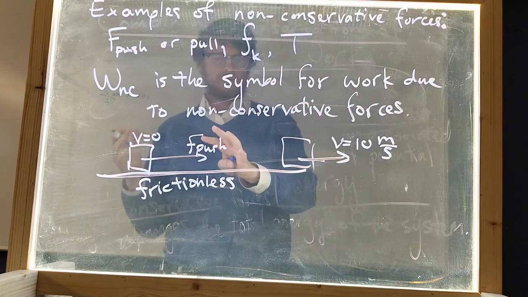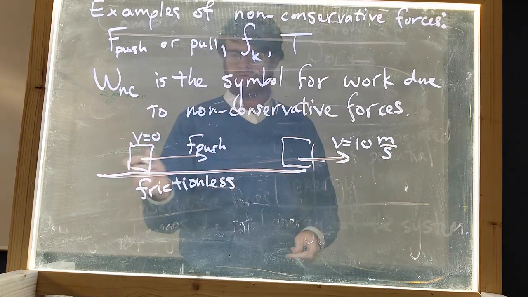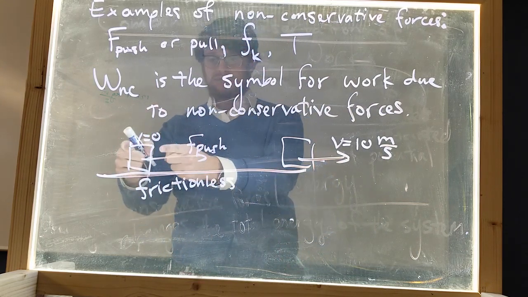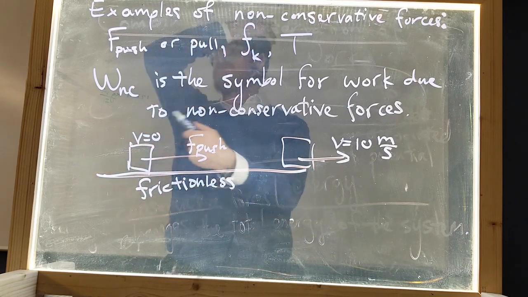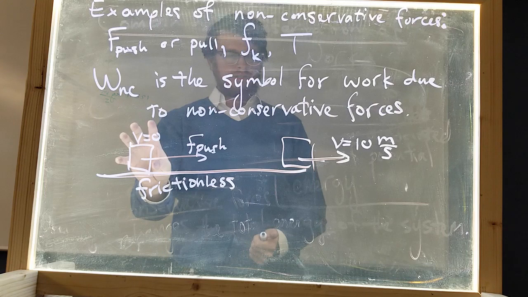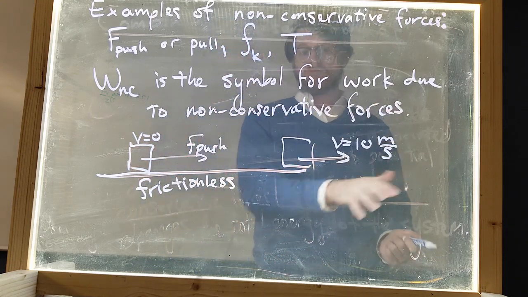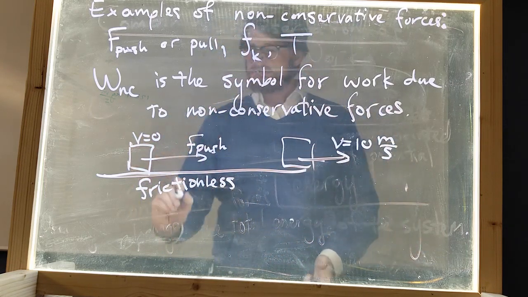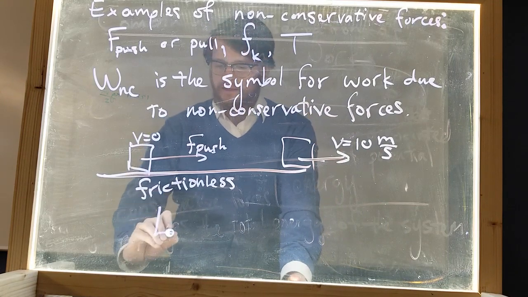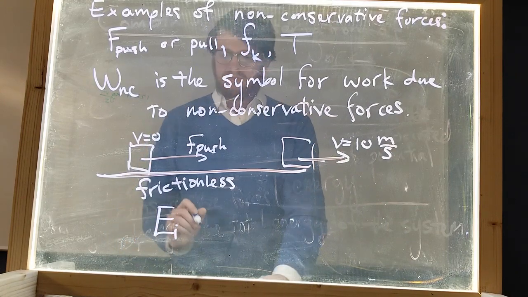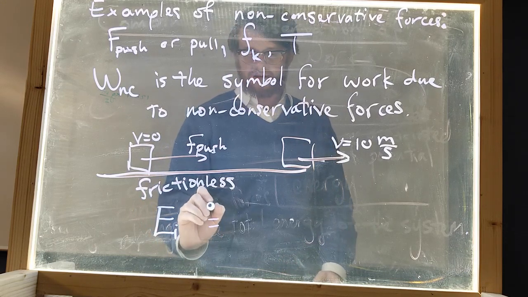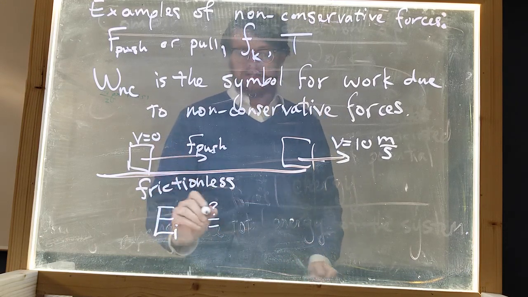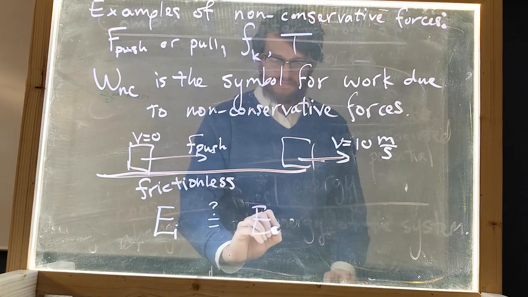Okay, so my push is a non-conservative force because E initial here is 0. There's no kinetic energy, it's on the ground, there's no gravitational, there's nothing else going on. So initial energy is 0. The final energy, this is moving, so it has some kinetic energy. So I have E initial, and it doesn't equal E final. So I'm going to write down an equals with like a question mark, because it's not an equals. And I'm going to write down E final.